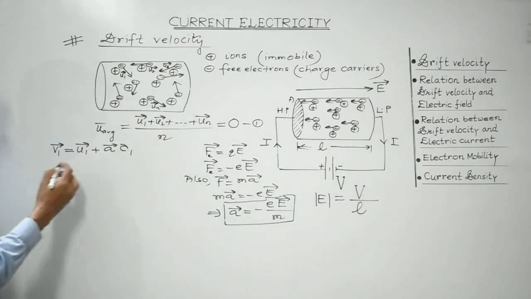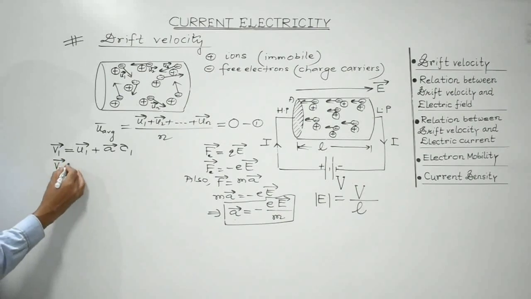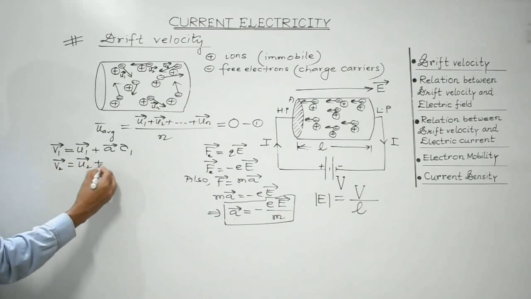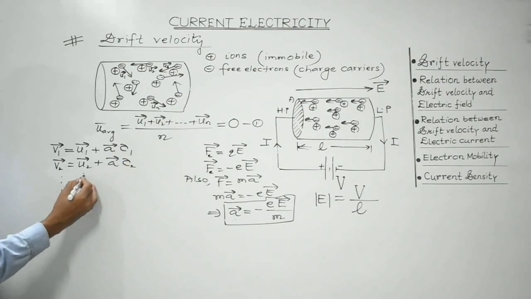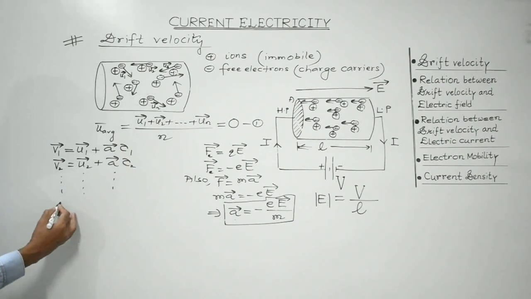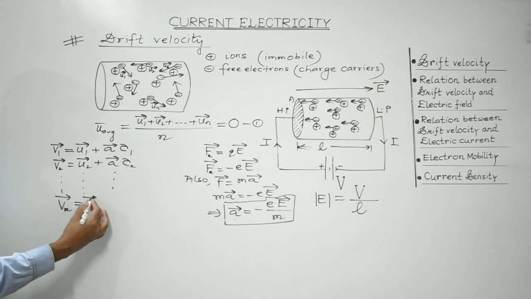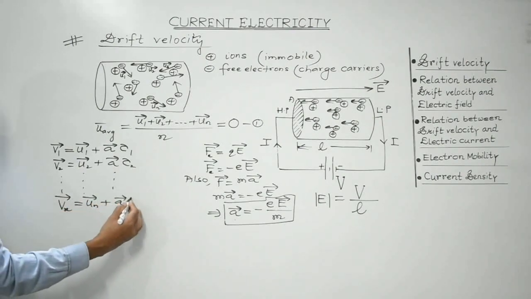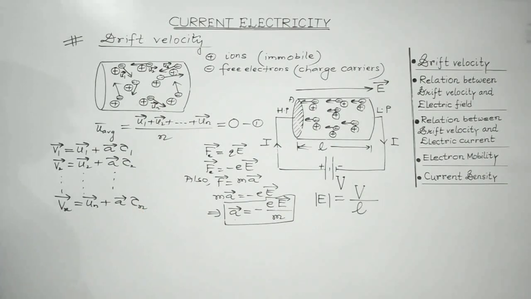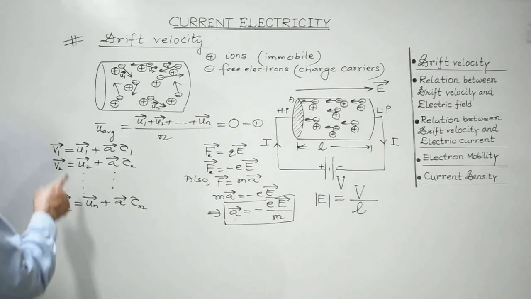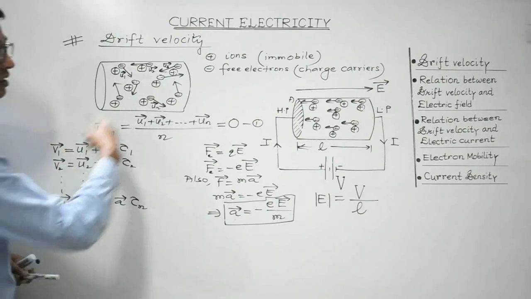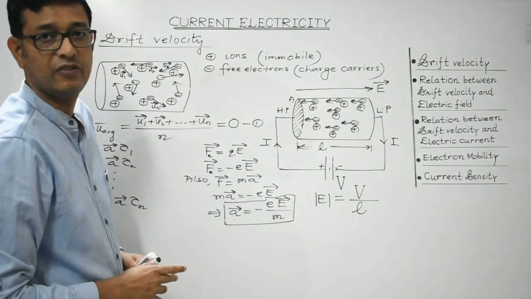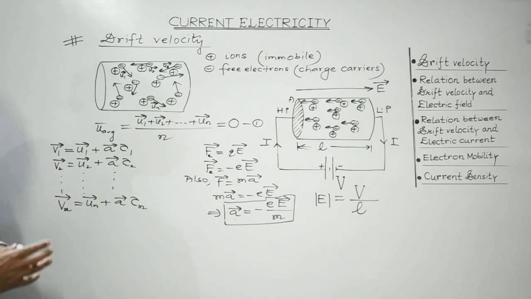So similarly, for other electrons, it may be written as a vector tau 2, a vector tau 1, a vector tau 2; these are all the relaxation times. So for the nth electron, what we get is Vn vector equal to Un vector plus A vector tau n. Right? So these are the velocities acquired by the electron under the influence of the external electric field. So, let's find its average velocity.